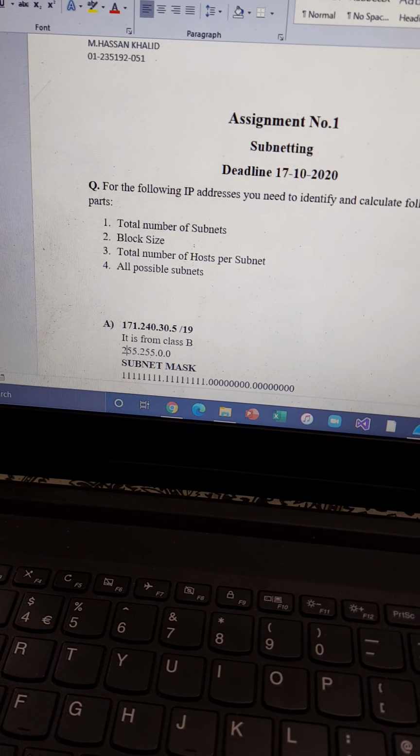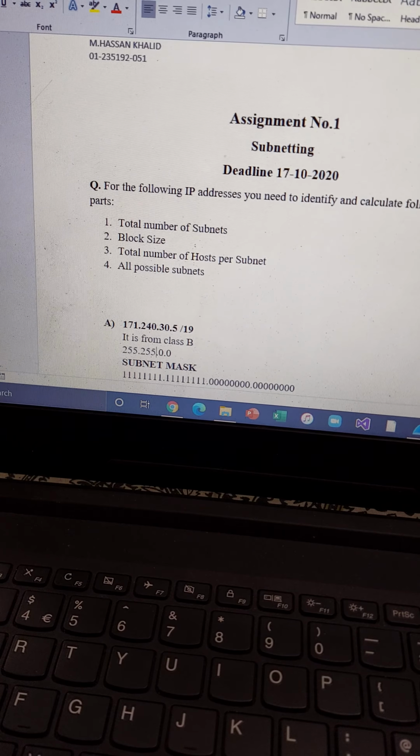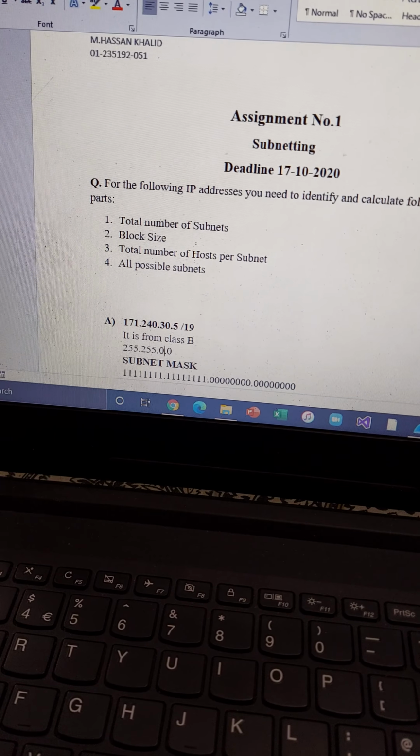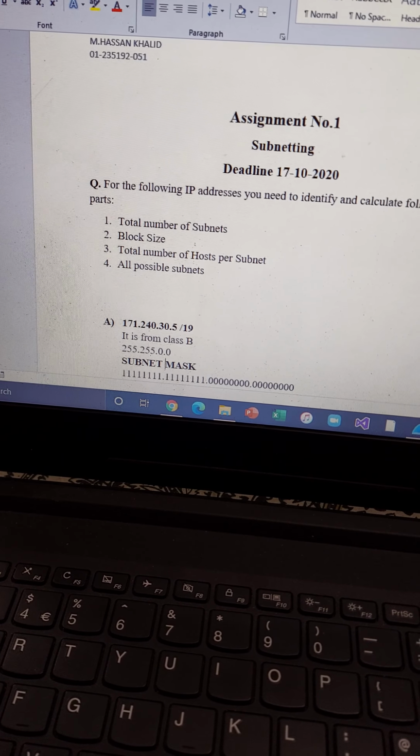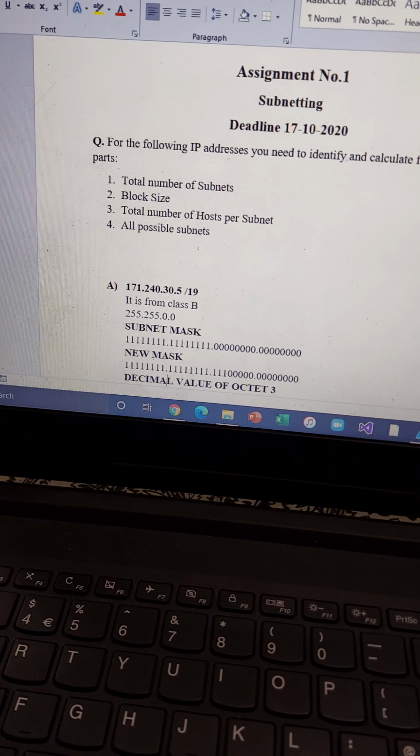so we will write 8 ones here. Then again we will write 8 ones, and where there are zeros we will write 8 zeros here and 8 zeros here. Then we will calculate the new mask.